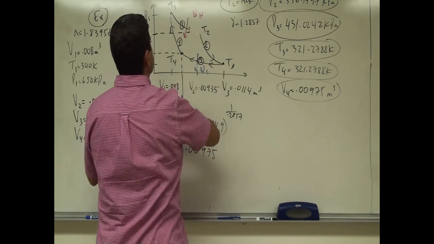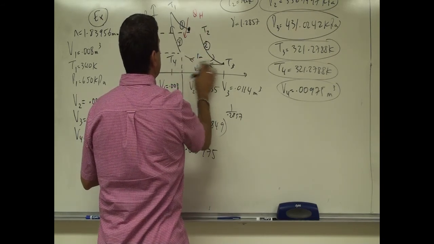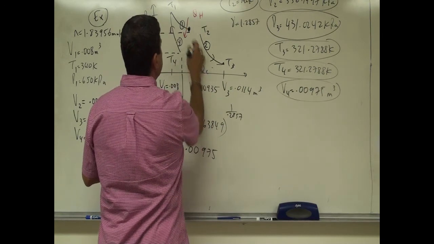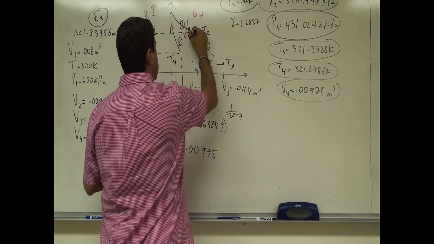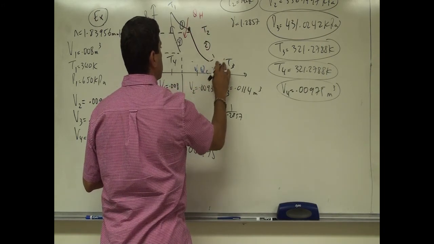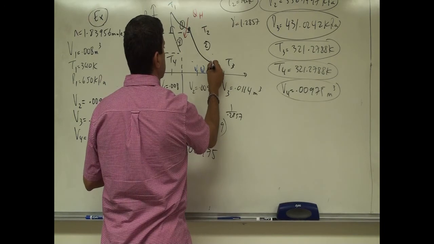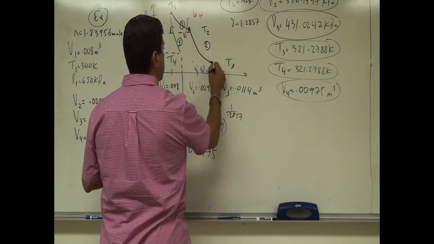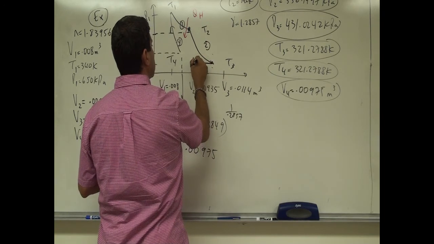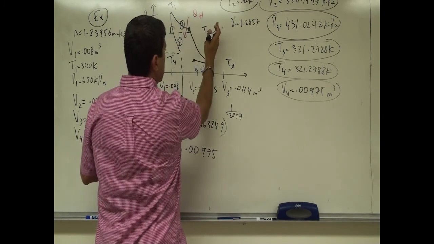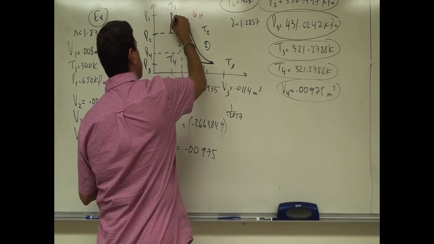V2 should be here, right? And then this one should look like this. V4 should be on the right of V2. So it's going to look something like this. Okay? Like this. And then this is V3. Then V4 looks like this. So V4 was larger than V2. Then from there, it looks like this.